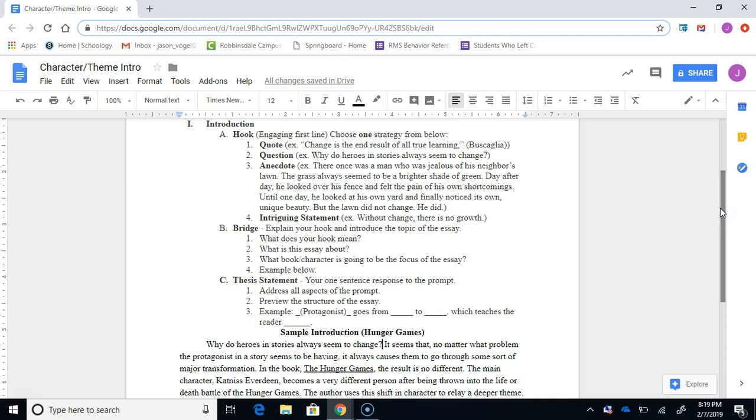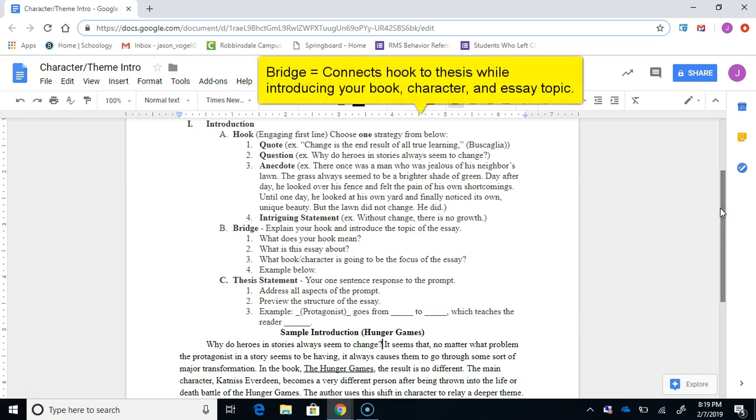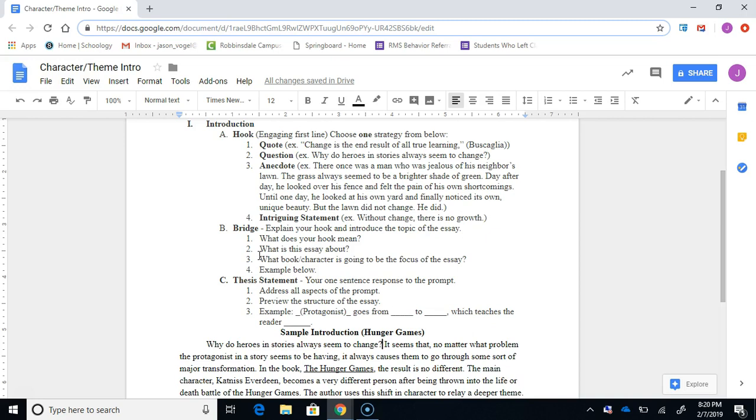The next part of writing your introduction is the bridge. The bridge will hook between your hook and your thesis statement, explaining your hook and telling what the essay is about, as well as unveiling the specific book and character that is going to be the focus of the essay. You should write this as if the person reading it has not read your book and doesn't know anything about it.